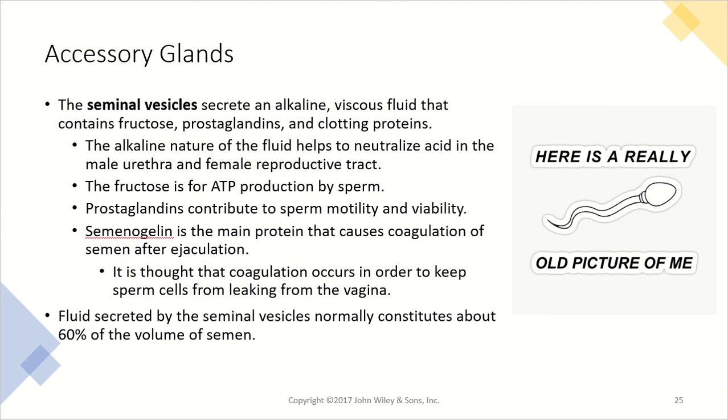So, for starters, we've got the seminal vesicles. These are going to secrete an alkaline, sort of viscous fluid that's also going to contain fructose, prostaglandins, and clotting proteins. The alkaline nature of the fluid is going to help to neutralize the acid that's in the male urethra as well as in the female reproductive tract. The fructose is going to serve as an energy source for the production of ATP by those sperm, so kind of a little snack for the road, if you will. And then prostaglandins are going to contribute to sperm motility and viability.